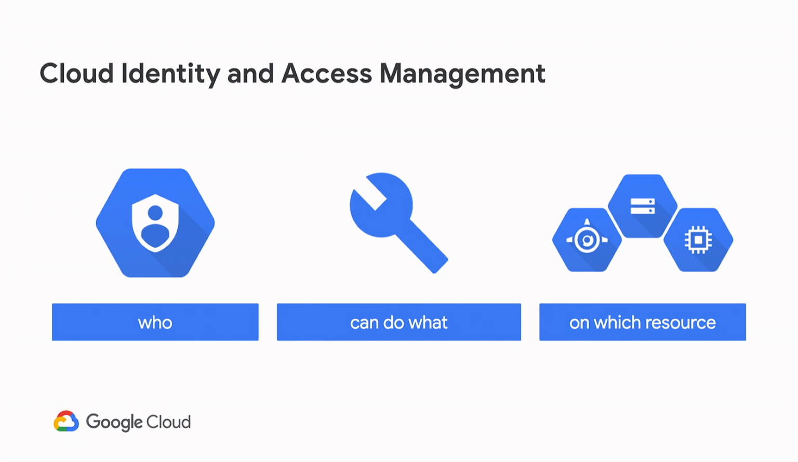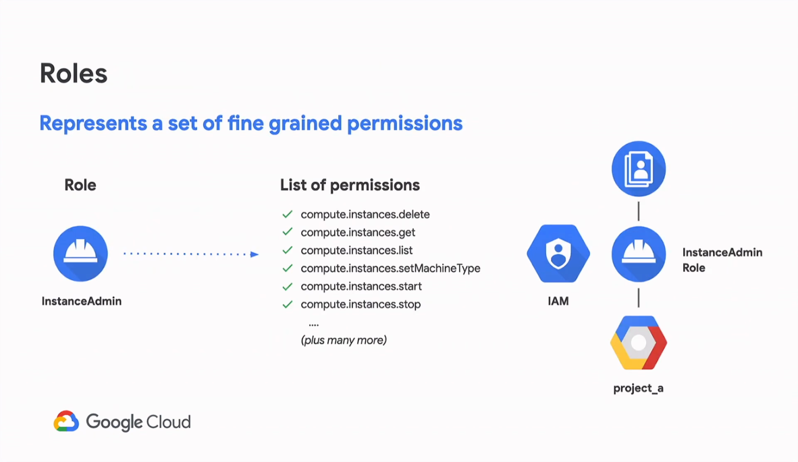Now let's come to Cloud Identity and Access Management. IAM itself is essentially about who can do what on which resources. Let's talk about the who. Who is the users, the groups, and the service accounts. And now we talk about the what. The what is all about the roles.